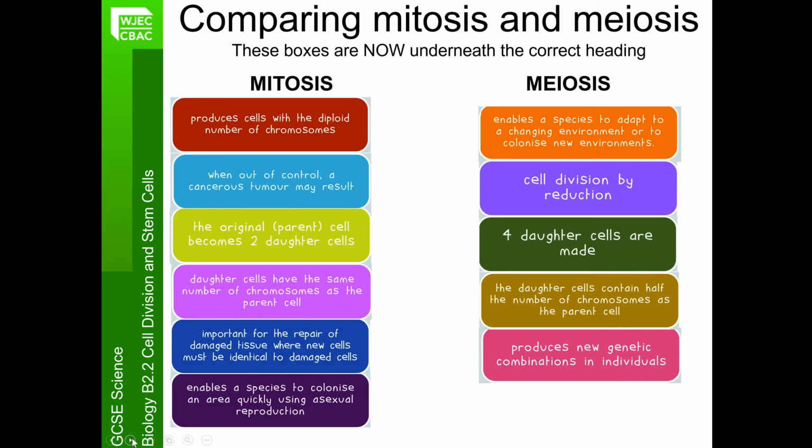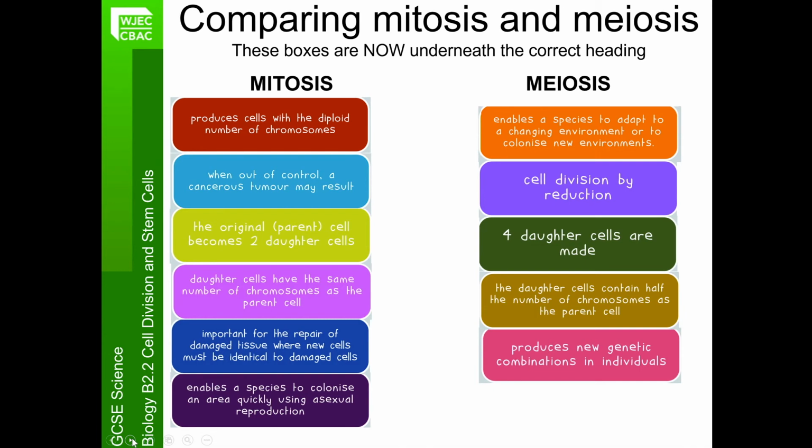So for mitosis: produces cells with a diploid number of chromosomes. When out of control, a cancerous tumour may result. The original parent cell becomes 2 daughter cells. The daughter cells have the same number of chromosomes as the parent cell, and this type of division is important for the repair of damaged tissue, where new cells must be identical to the damaged cells. It also enables the species to colonize an area quickly using asexual reproduction, just like our bacteria and our yeast reproducing.